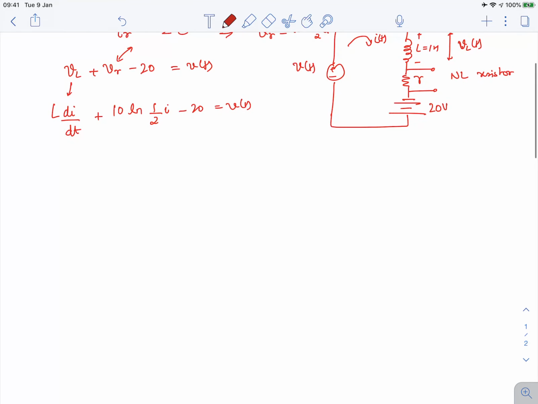Okay, so this is the complete KVL equation. Now we will evaluate the equilibrium solution, or the operating condition. As we have said, v of t is already a small signal, so let's take it equal to 0 and denote it by v bar.